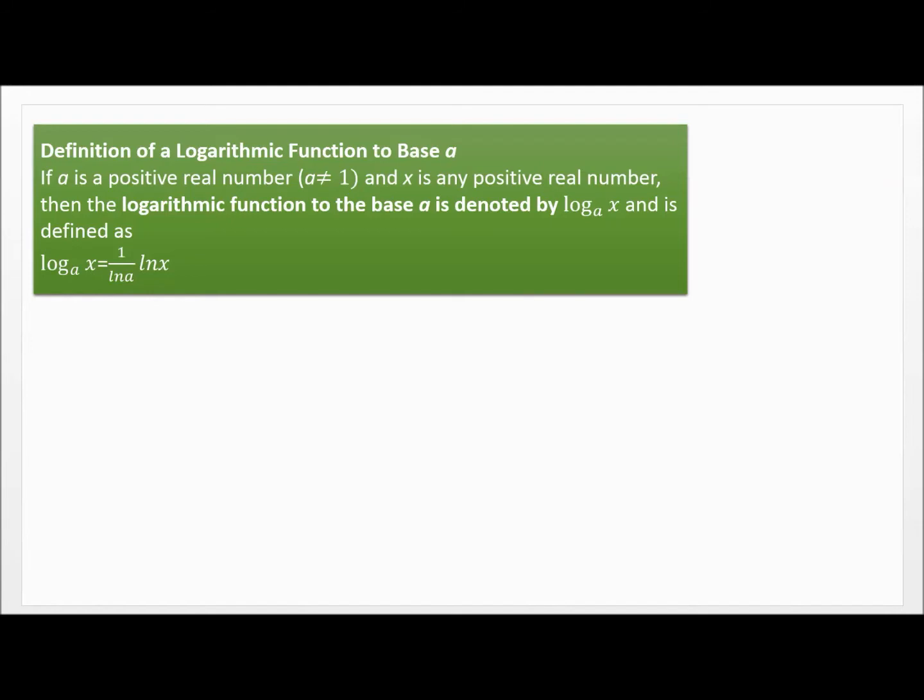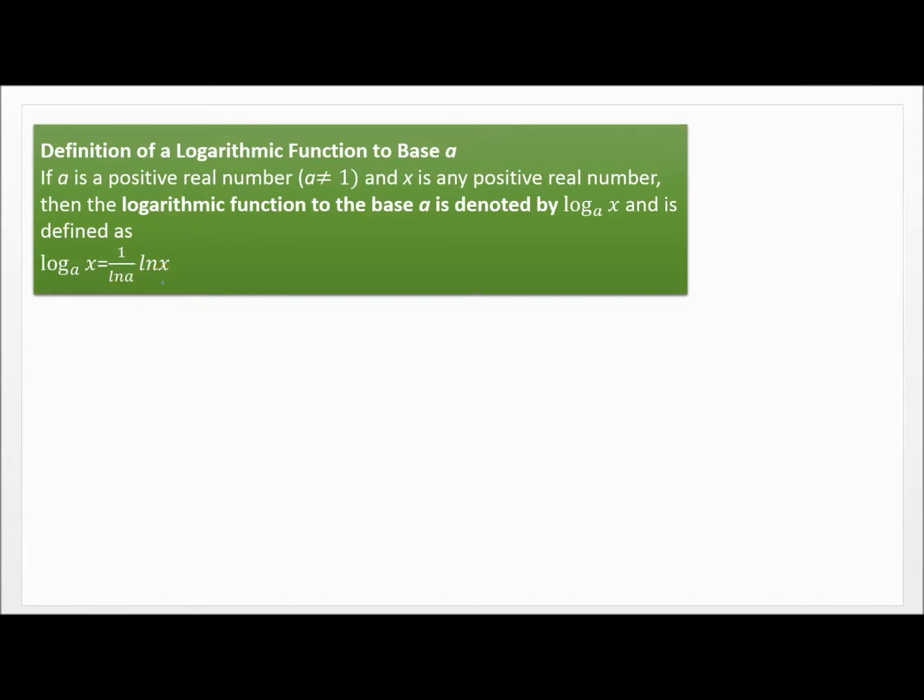So if a is a positive real number, notice a has to be positive, and once again, a cannot be 1, and x is any positive real number, then the logarithmic function to the base a is denoted by log base a of x. That's how you say that, log base a of x, and is defined as log base a of x is 1 over the natural log of a. Remember, that's just a constant, times the natural log of x.